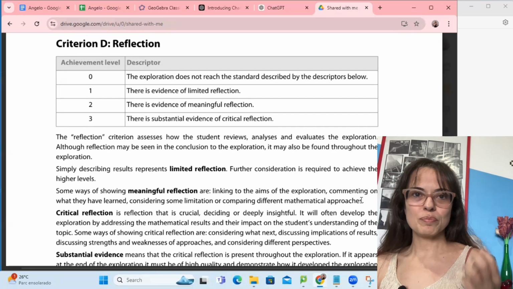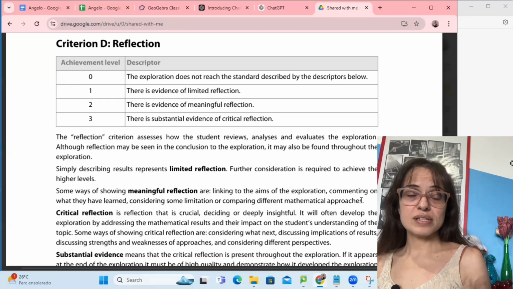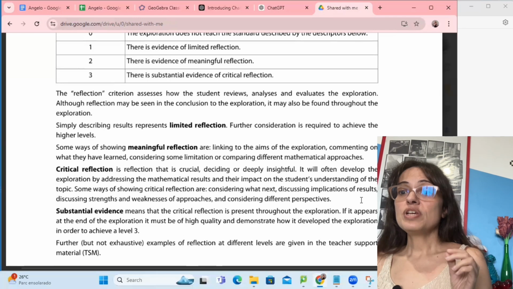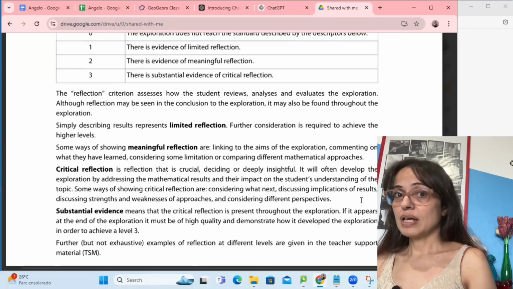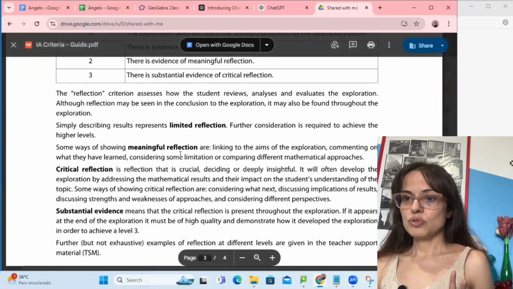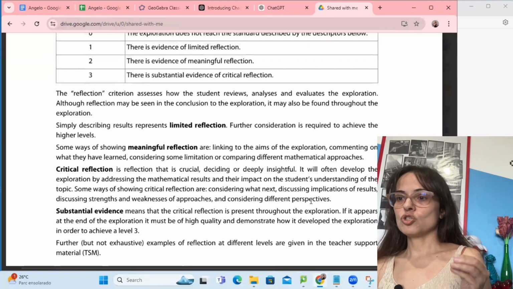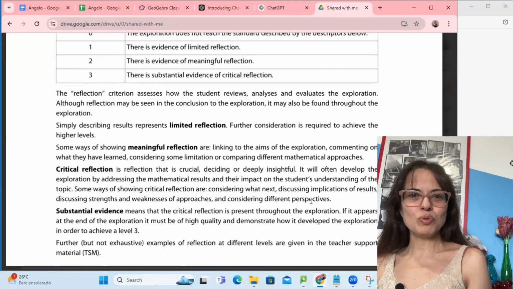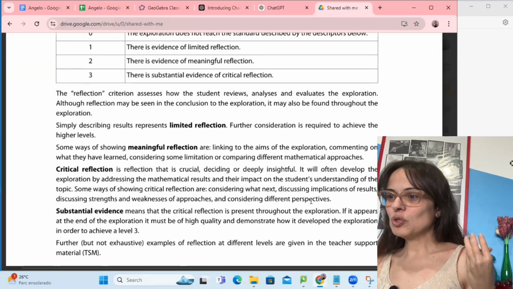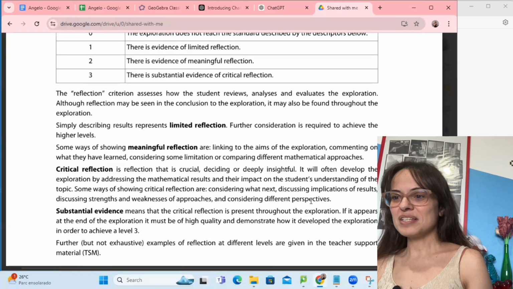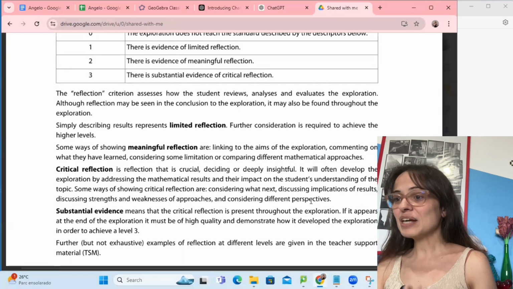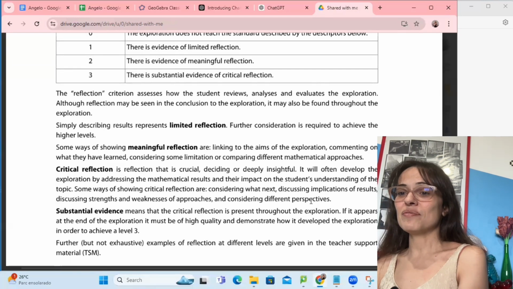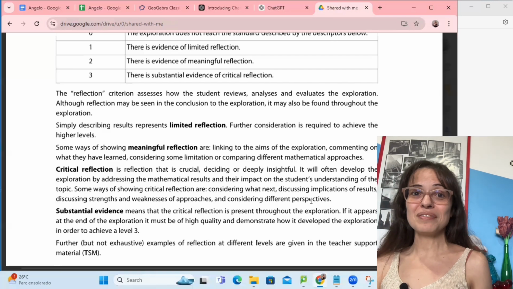Just be curious about what you're seeing. Be surprised about the surprising things. Comment your thoughts. Now, the reason why I'm not going to give myself a 3, and I almost never give 3 to any of my students: critical reflection is reflection that is crucial, deciding, or deeply insightful. This is beautiful wording, and it's also very, very strong. It will often develop the exploration by addressing the mathematical results and their impact on the student's understanding of the topic. You see, I could have done that.